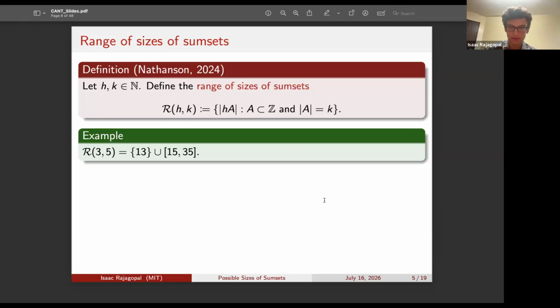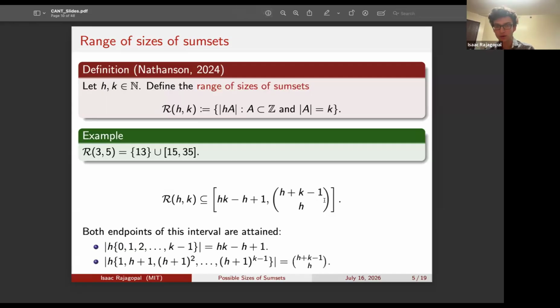So the work in this talk is going to be studying R(h,k). The first thing we can observe is that R(h,k) sits inside an interval from hk minus h plus 1 to (h + k - 1) choose h. And the endpoints of this interval are both achieved. The lower endpoint comes from an example like on the previous slide where A is an arithmetic progression with k terms, for example, 0 through k minus 1. And as we saw in the previous slide, h times this set will have size given by hk minus h plus 1.